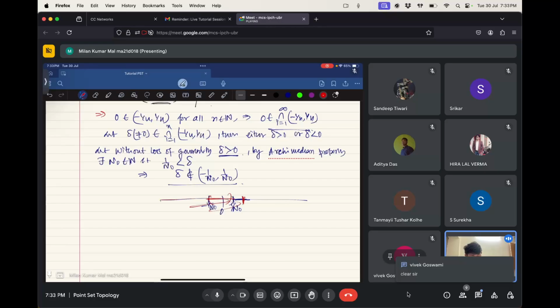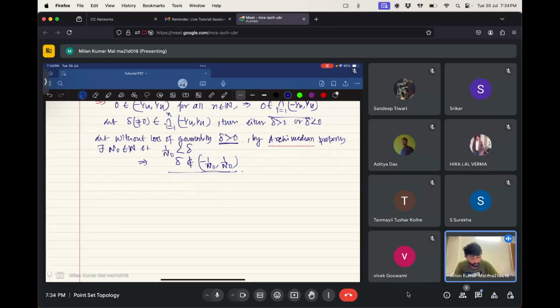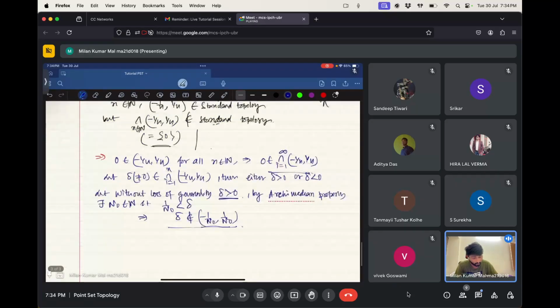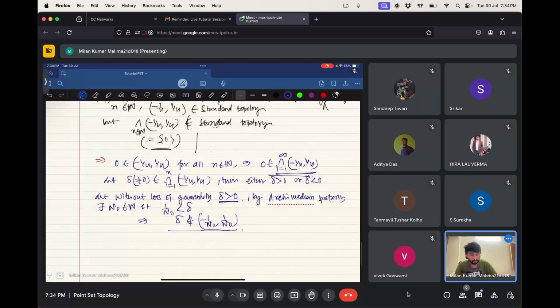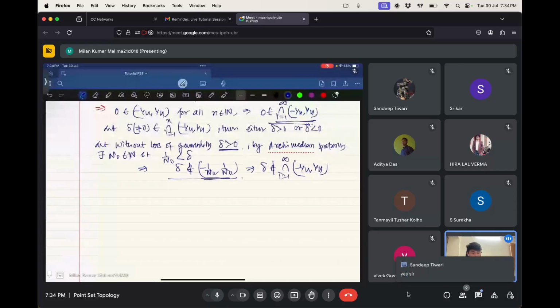So delta can't be here. So as delta is not here, that means this is missing one of the elements. At least delta is missing one of the intersecting elements. So delta can't be in the intersection over n equals 1 to infinity of minus 1 by n comma 1 by n, because delta is not one of them. I hope it is clear.